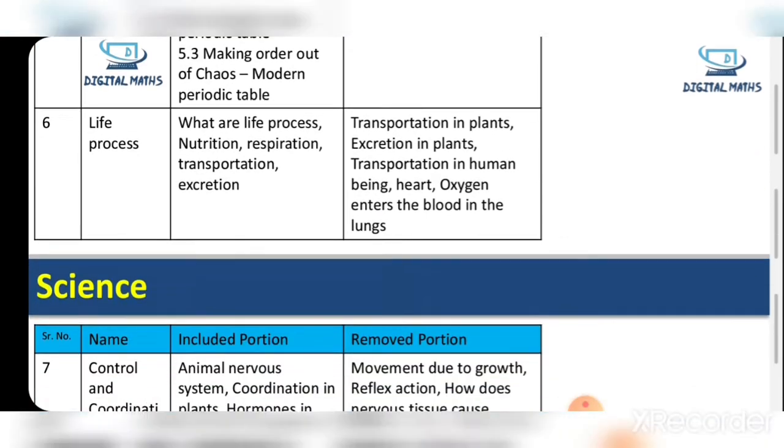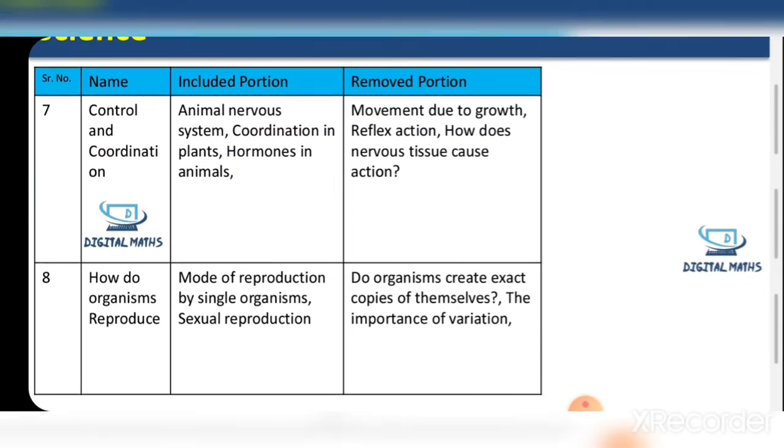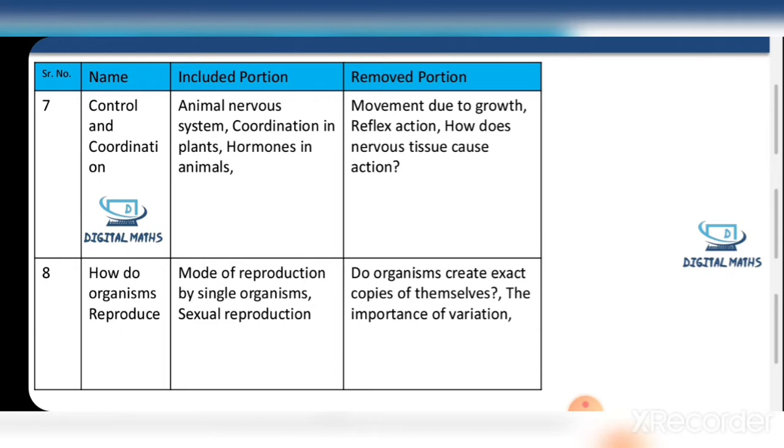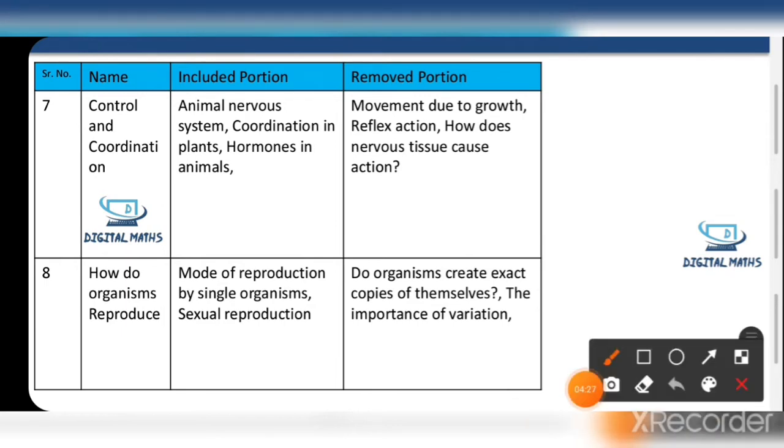Now chapter number 7, control and coordination, and chapter number 8, how do organisms reproduce. Which is the included portion and which is the removed portion? From chapter number 7, animal nervous system, coordination in plants, and hormones in animals are included. Which is the removed portion? Movement due to growth, reflex action, how the nervous tissue causes action. It is also removed from this portion.